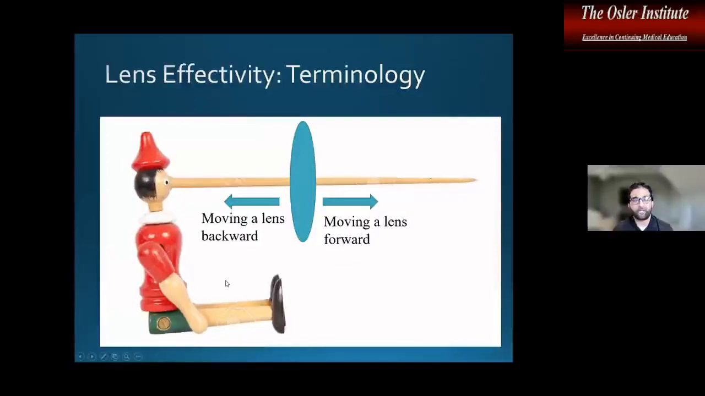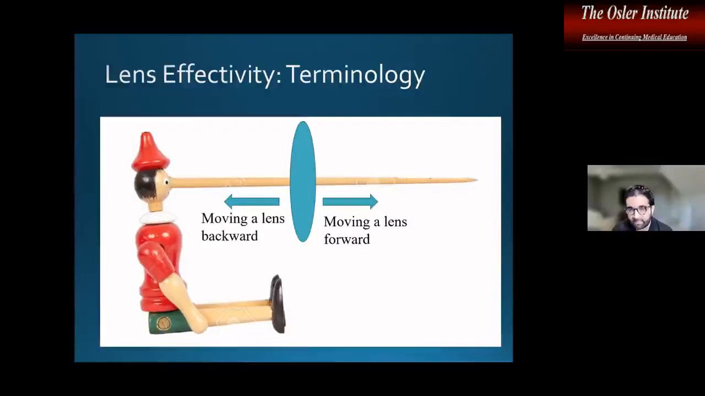So I like to think of the analogy of Pinocchio, where you've got a long nose, right? And you can move the lens either forward or backward along the nose. If we move a lens forward, think about it, it just means to move it down along the nose, away from the eye. So moving a lens forward means moving it away from the eye, whereas moving a lens backward means moving it closer to the eye.